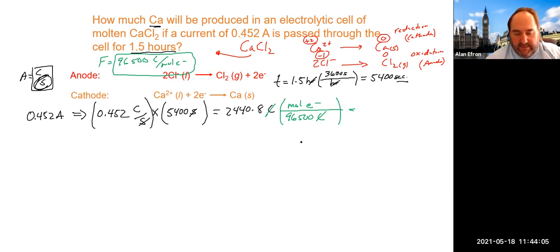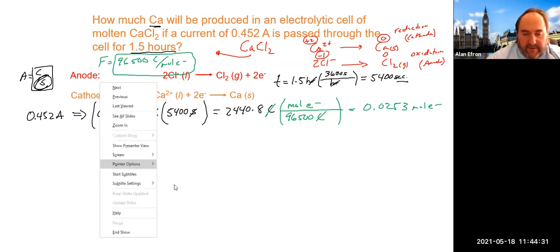Looks like 2440.8 divided by 96,500 gets us 0.0253 moles of electrons. Any questions on any of those steps so far?